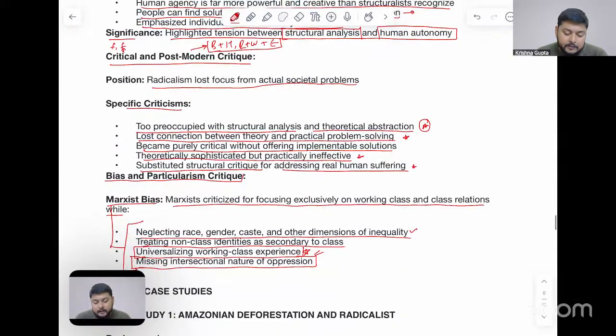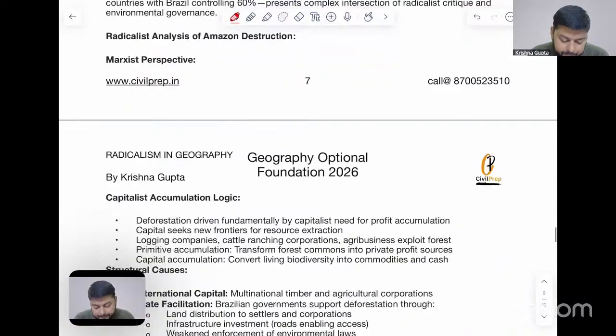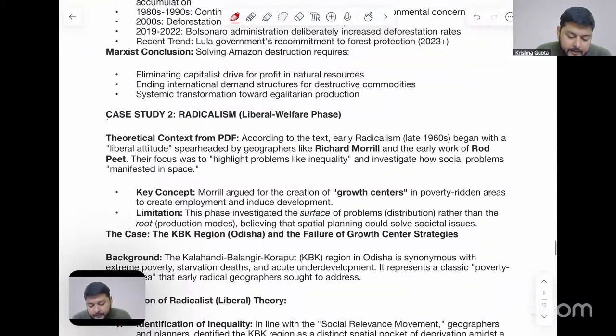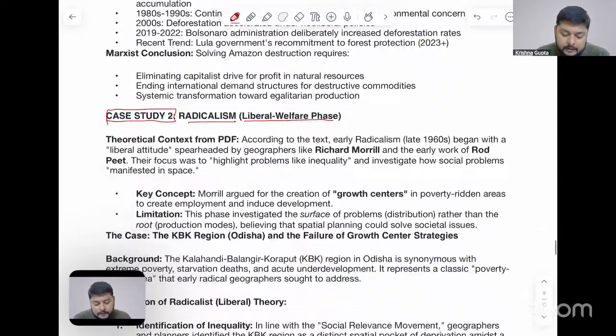Okay. So here we will see a case study. Okay, I will do a case study too. That is radicalism, that is the liberal and welfare phase. I will be doing this case study. Case study one you can go through yourself.